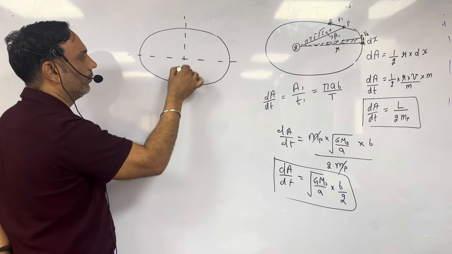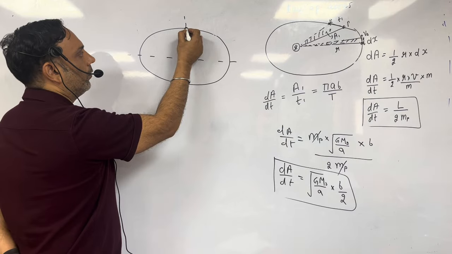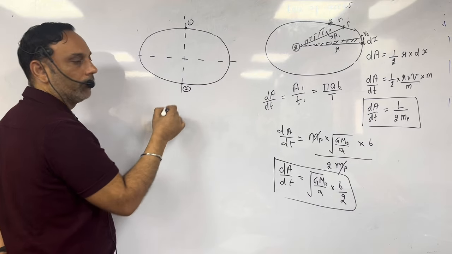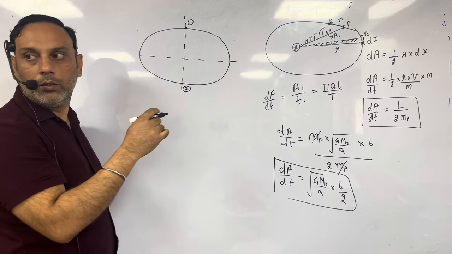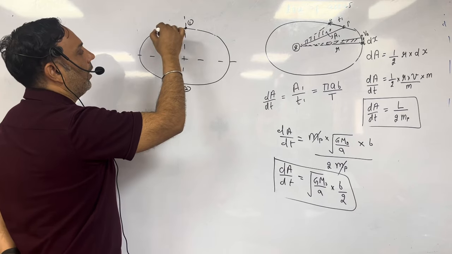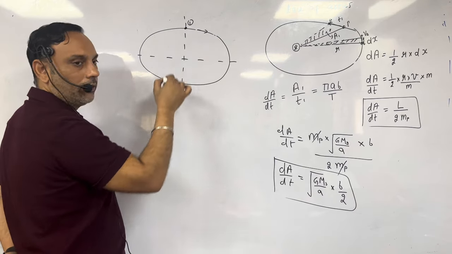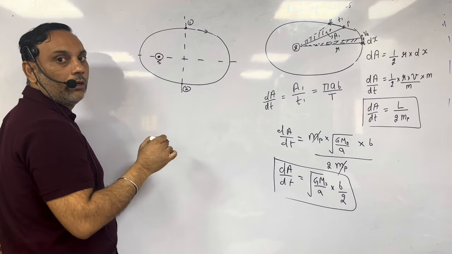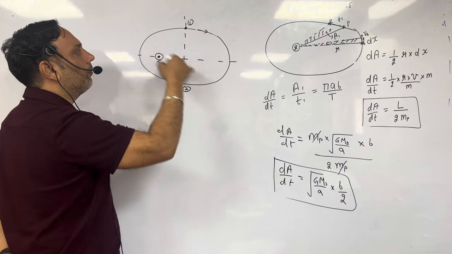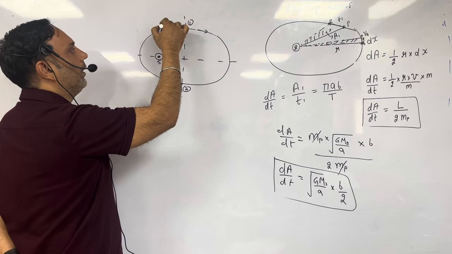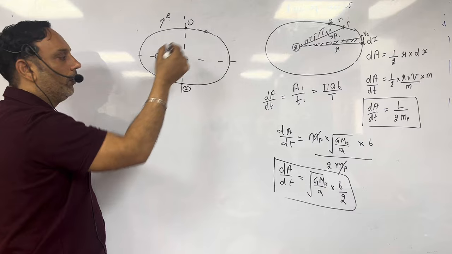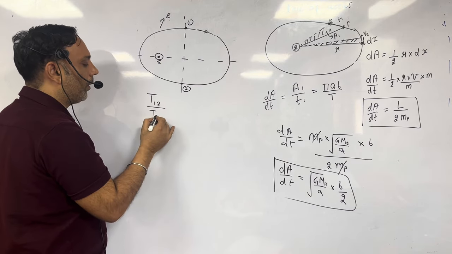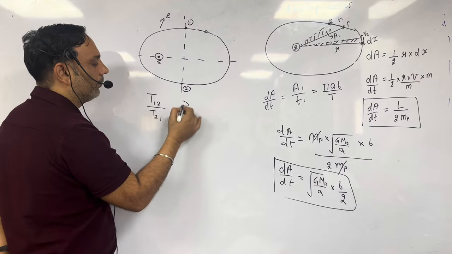Very important question. So that is point 1, say, on the end point of the semi-minor axis, that is point 2. A planet is revolving in a clockwise sense. Here is the Sun. If the eccentricity of the orbit of the planet is e, what I want is the time taken from 1 to 2 divided by the time taken from 2 to 1. So that I want.